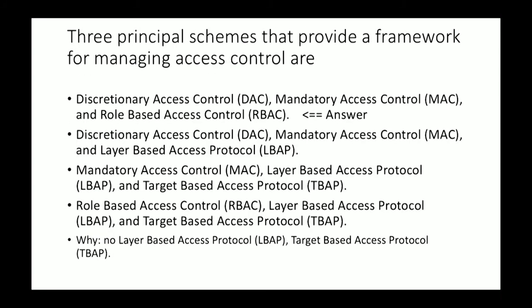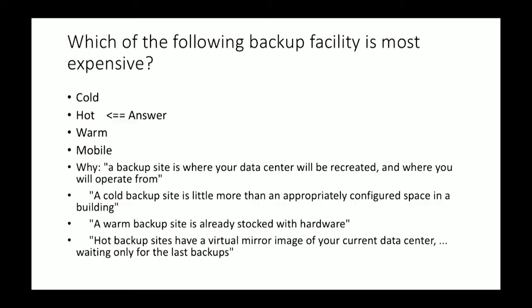Second question: three principal schemes to provide a framework for managing access control. Answers: discretionary access control, mandatory access control, and role-based access control. And the other three options in the choices include non-existing controls, like layer-based access control and target-based access control. Those are not. Next question: which of the following backup sites is most expensive? They're cold, hot, warm, and the answer is hot.